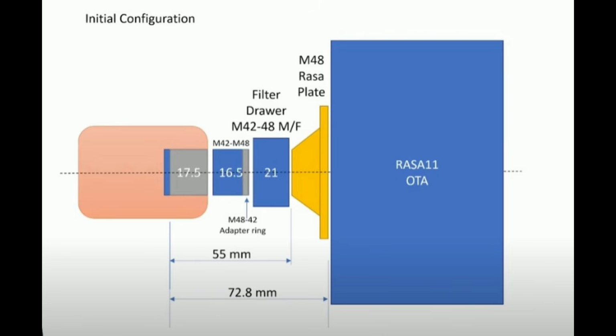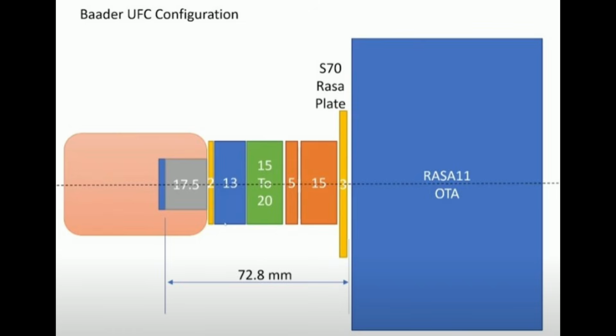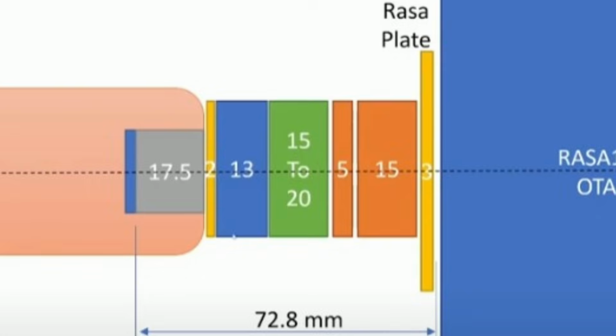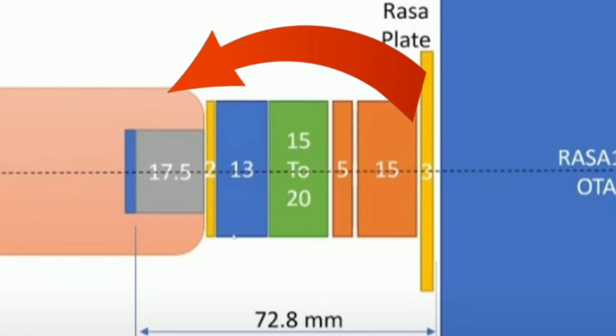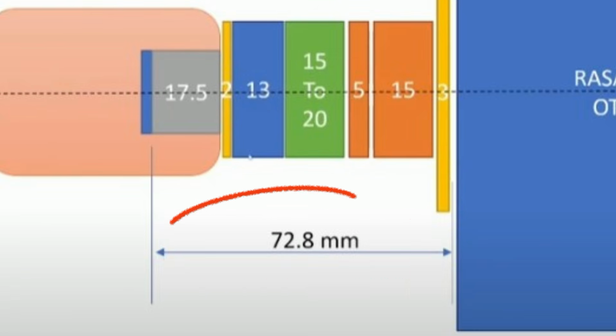The standard back focus for the RASA 11 is 55 millimeters. This measurement is taken from the front surface of the included camera adapter to the camera sensor. Most setups should use this 55 millimeter distance. There is another way to measure back focus. If you remove the adapter and measure directly from the telescope's threaded collar, the required distance to the sensor is 72.8 millimeters.